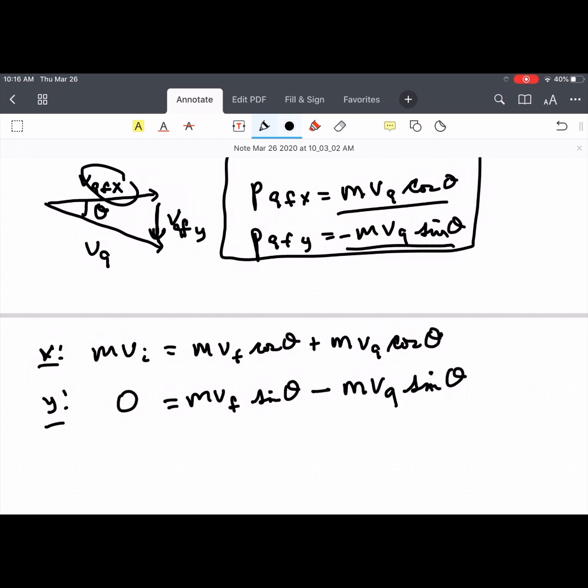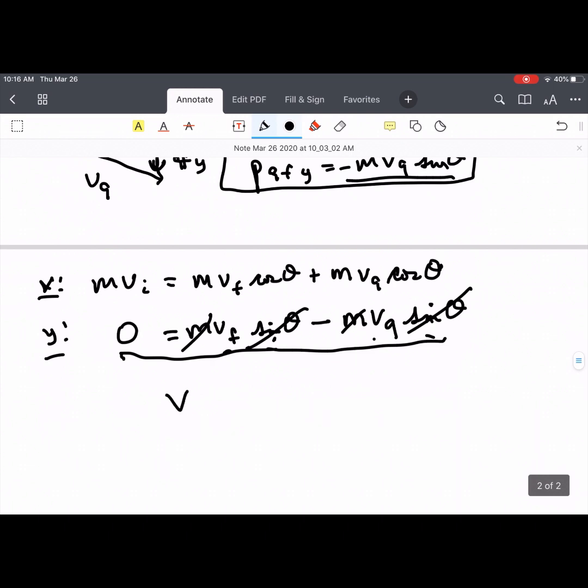Okie dokie. So now we're almost good to go. Let's start with the second equation. That's going to make my life really easy. Sine theta cancels because I can just divide it from both sides. M cancels because I can just divide it from both sides. And what I get is 0 is equal to v_f minus v_9. Or in other words, v_f, the velocity of the cue ball at the end of the day, is equal to v_9, the velocity of the 9 ball at the end of the day. So that's pretty nice. And we're going to go ahead and use this.